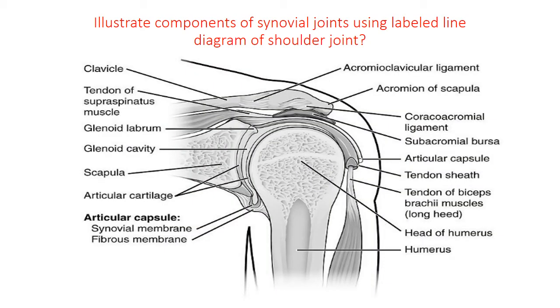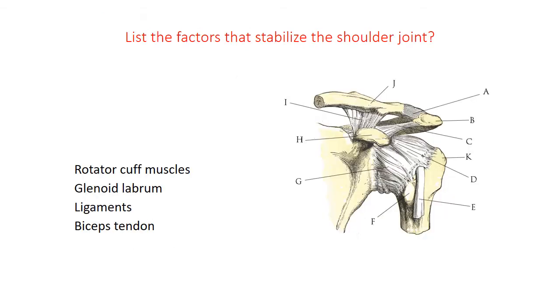The shoulder is a synovial ball and socket joint between the scapula's glenoid fossa and the head of the humerus. The articulation surfaces are covered with hyaline cartilage. Main components are the glenoid labrum, joint capsule, synovial membrane, synovial bursa, and ligaments. Factors that contribute to stability are the rotator cuff muscles, glenoid labrum, ligaments, and biceps tendon.